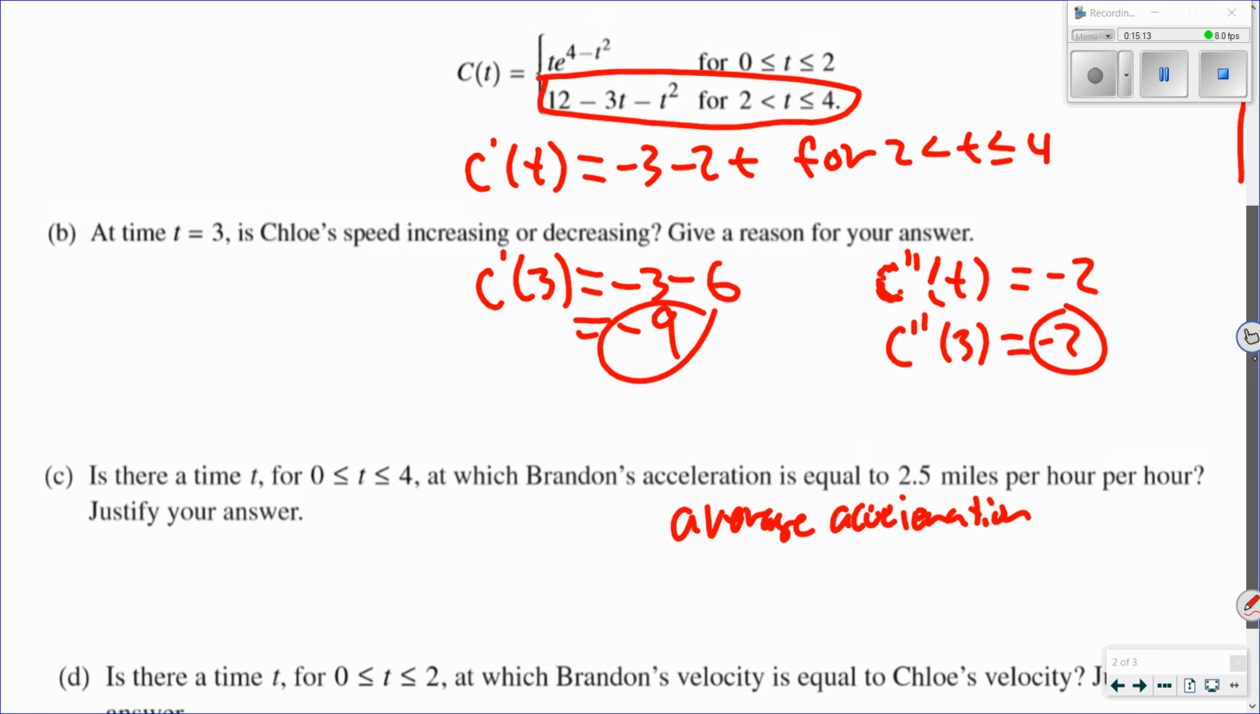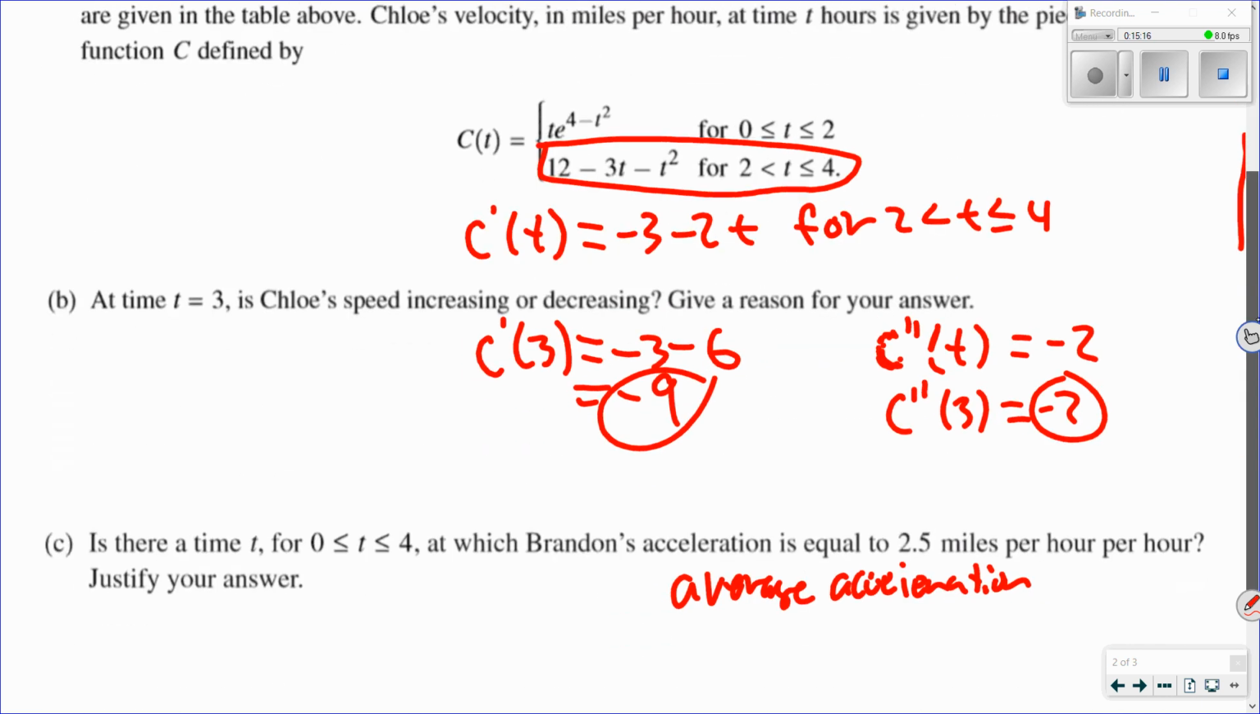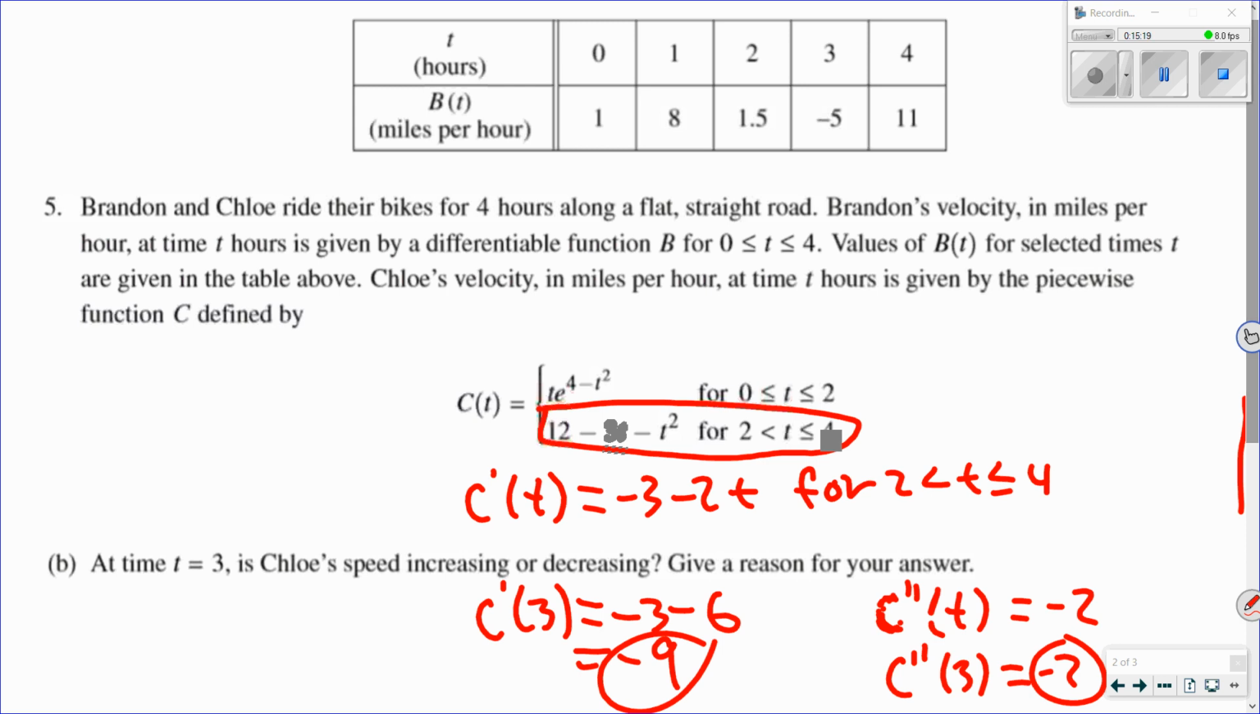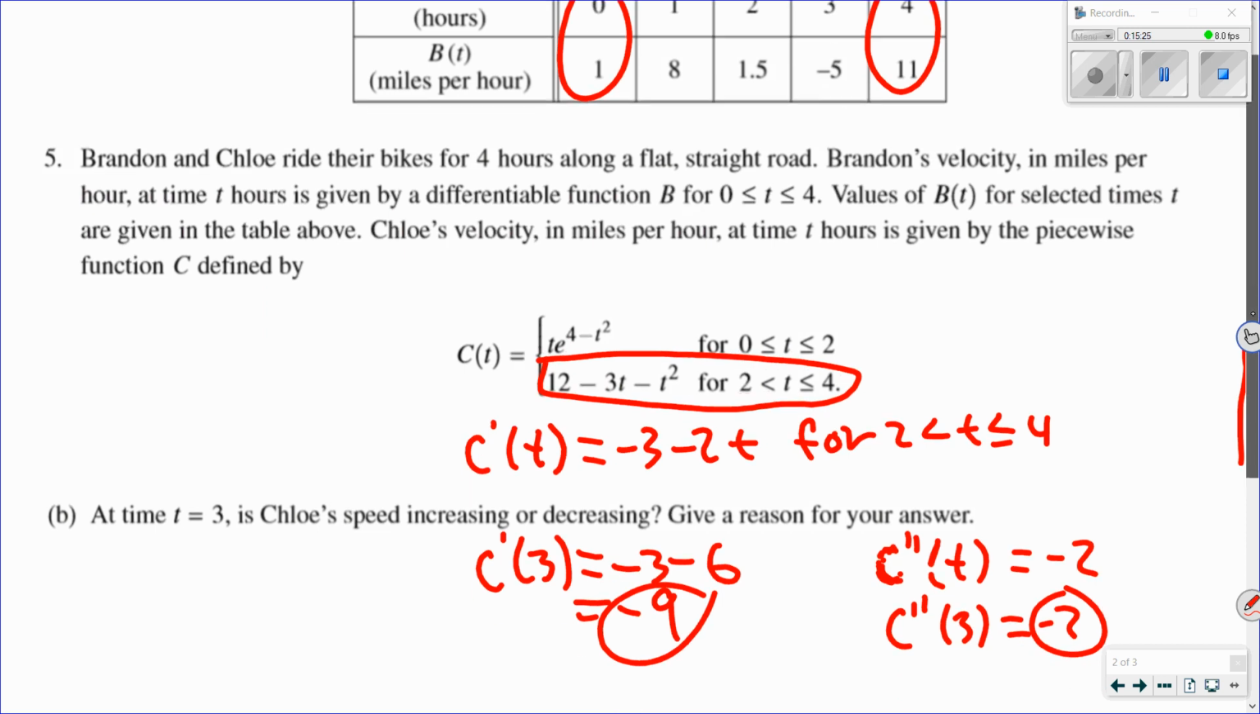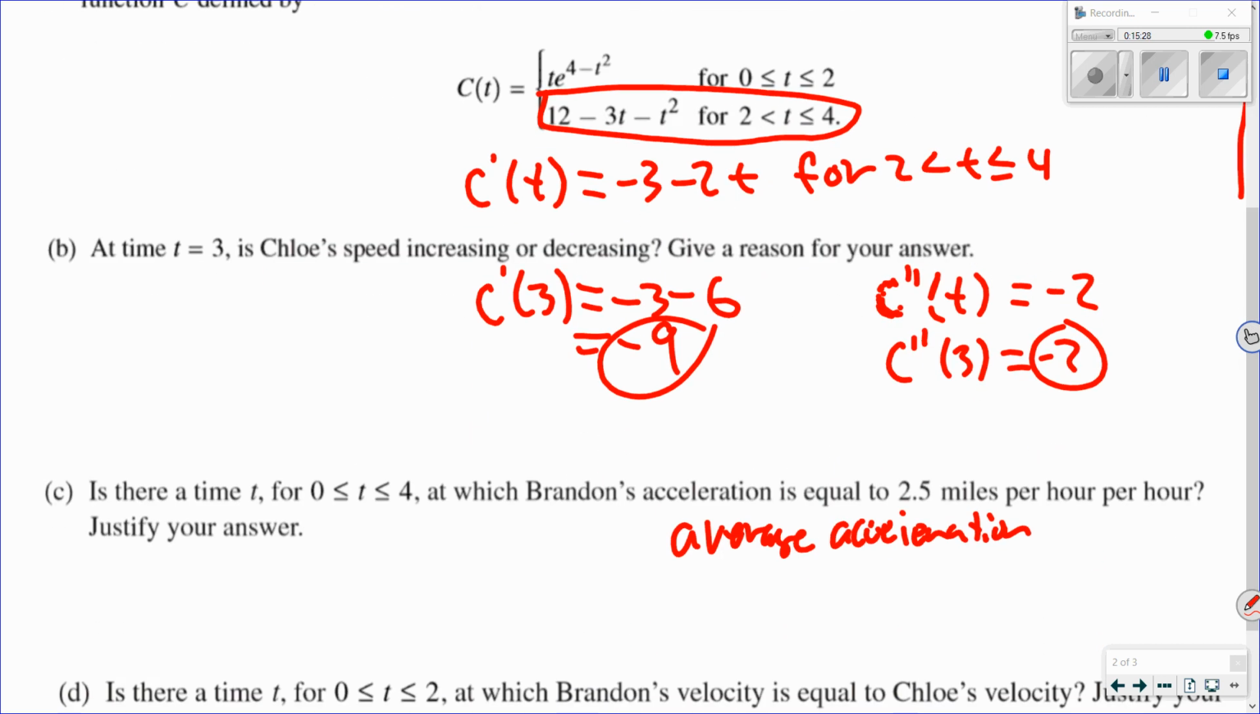If I go up there, I can use the velocity to find the average acceleration. We're going from 0 to 4. So I'm going to use these 2 points, 0, 1, and 4, 11. So I'm going to go 11 minus 1 over 4 minus 0. When I do that, I end up getting 10 fourths, which actually comes out to be 2.5. So there's my average acceleration, 2.5 miles per hour.